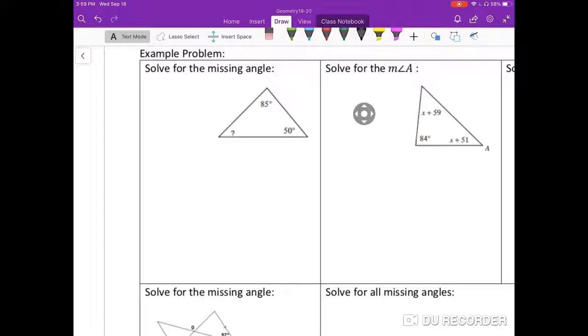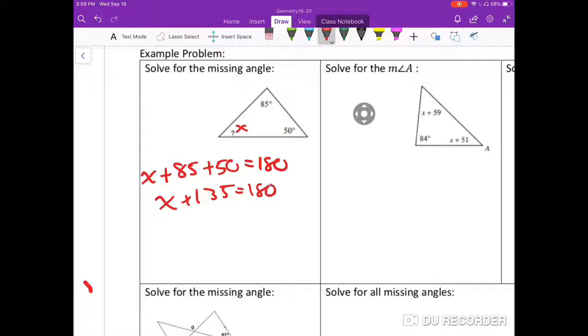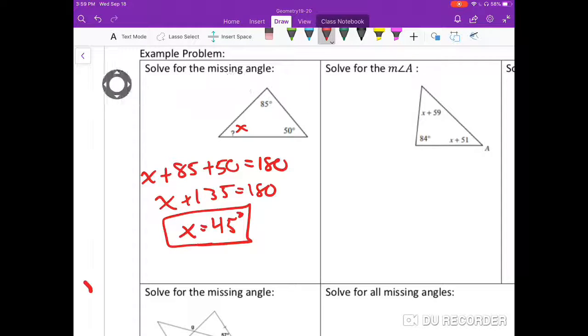Okay, so we have a triangle. We have three angles, so we know that all three angles have to add up to 180 degrees. And this question mark we can replace with an x because there's no other x's in the problem. So x plus 85 plus 50 equals 180. x plus 135 equals 180. Subtract 135 from both sides and get 45 degrees. You could check yourself in a calculator if you want, 45 plus 85 plus 50, and make sure it's 180, but we don't really have to right now.